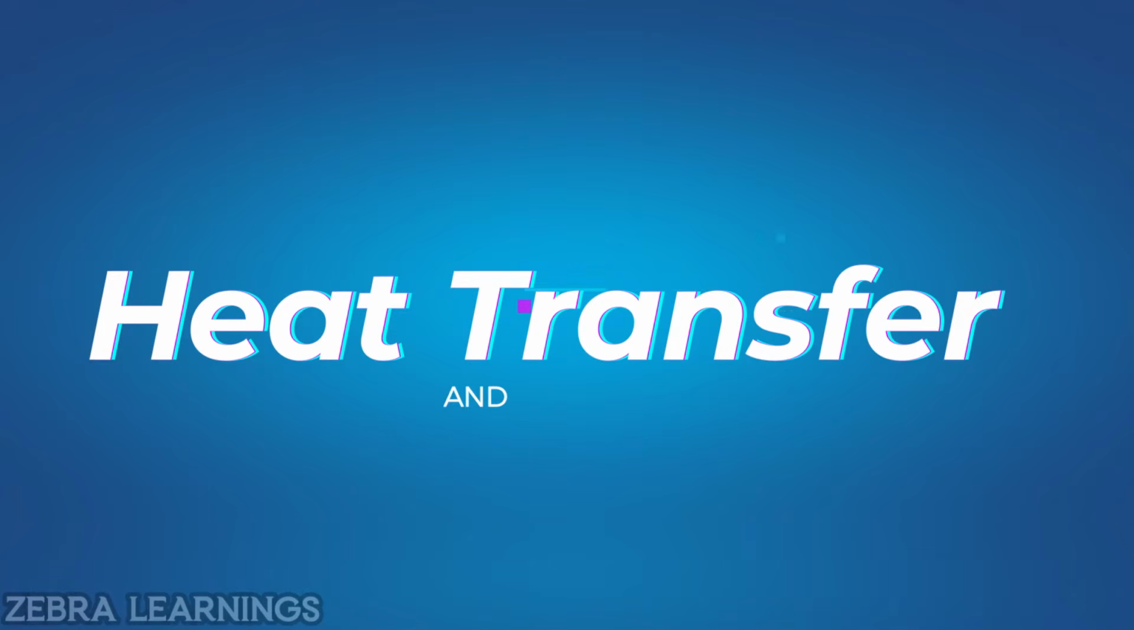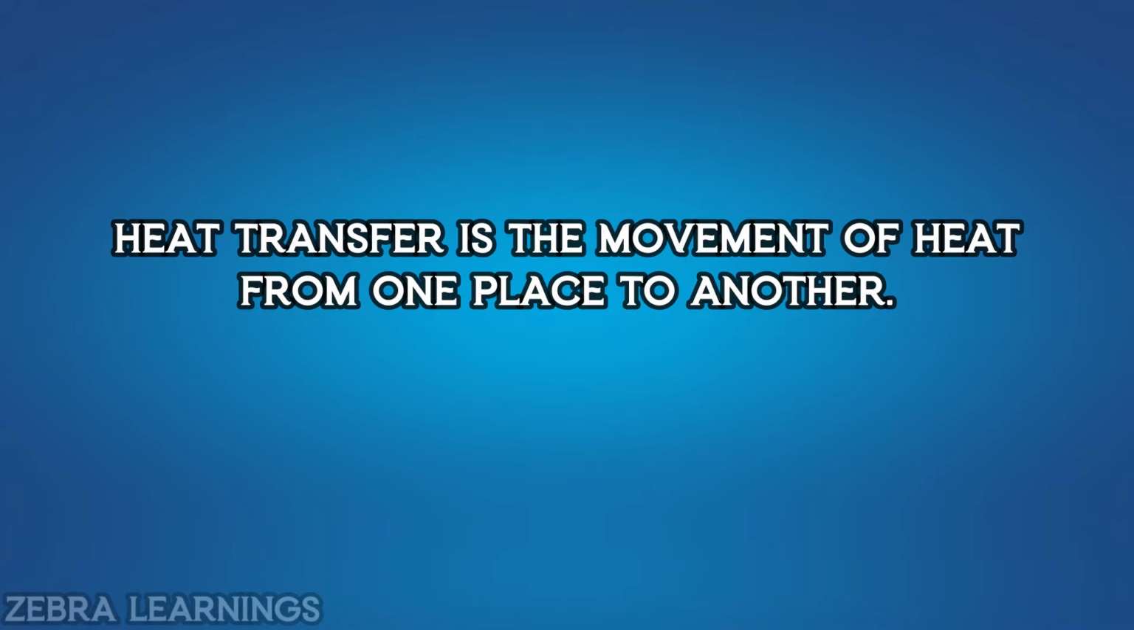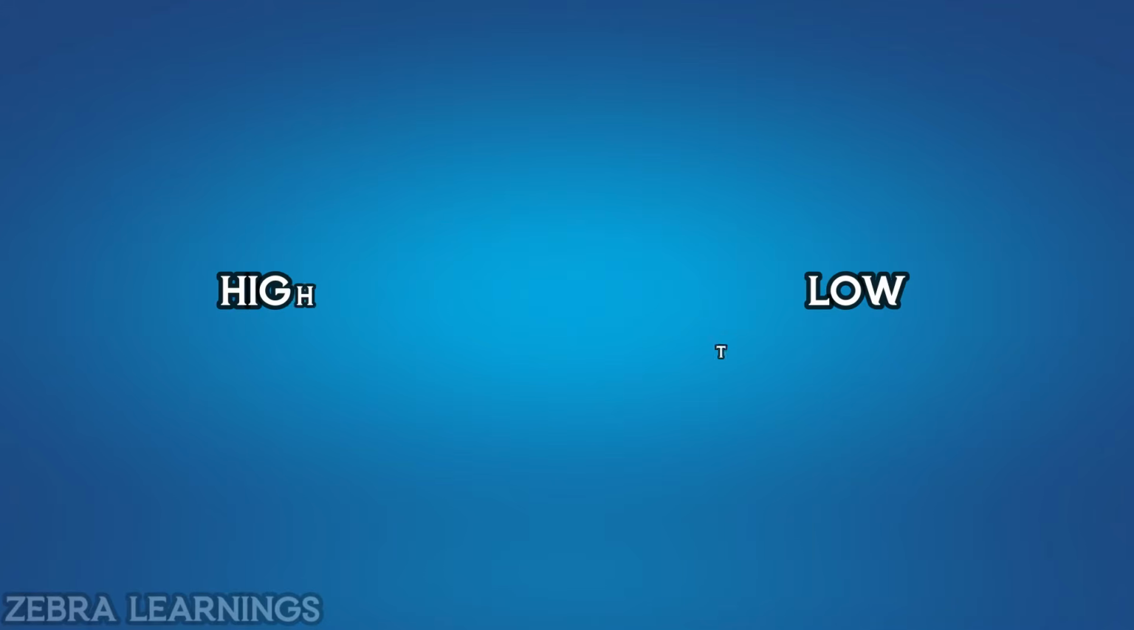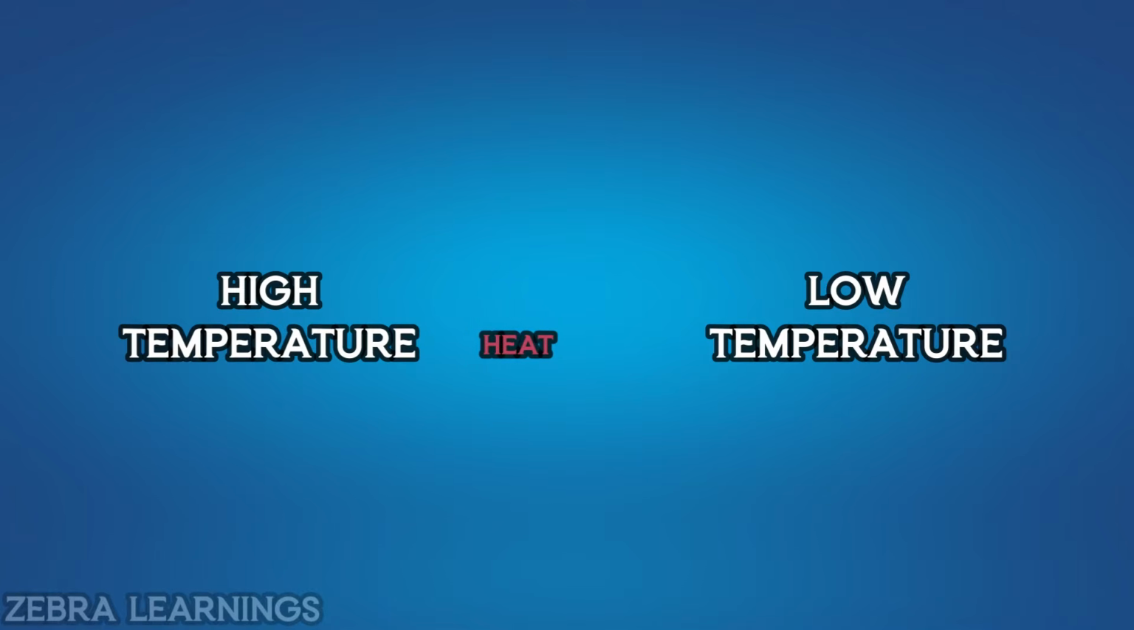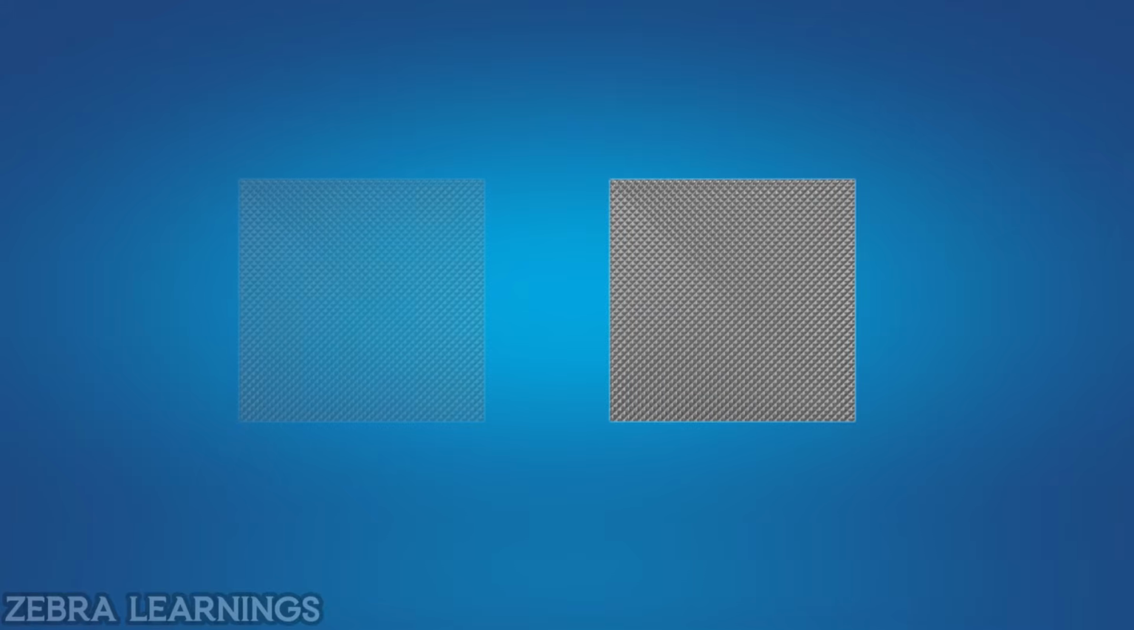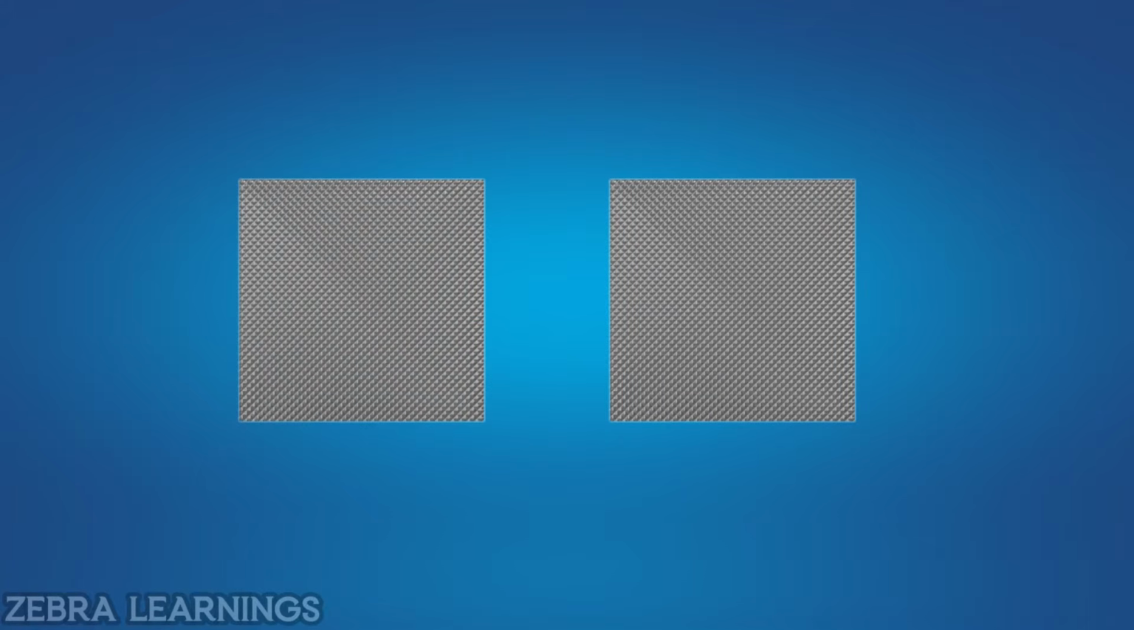In this video, we will learn about heat transfer and its types. Let's understand what heat transfer is. Heat transfer is the process of heat moving from one place to another. According to the second law of thermodynamics, heat always travels from a place of higher temperature to a place of lower temperature. Let's take two materials as an example.